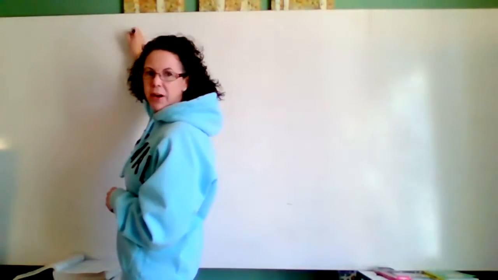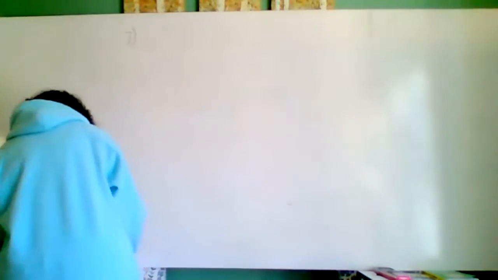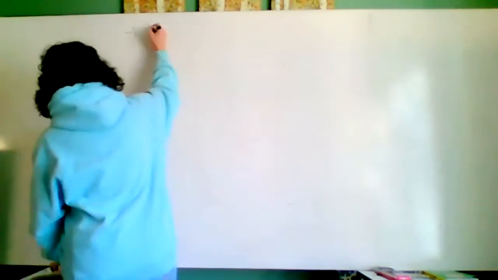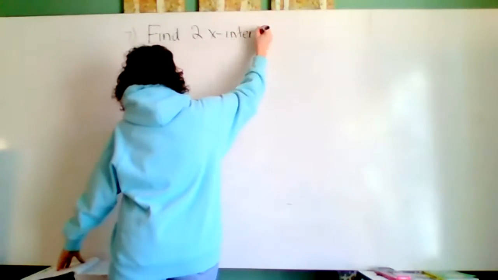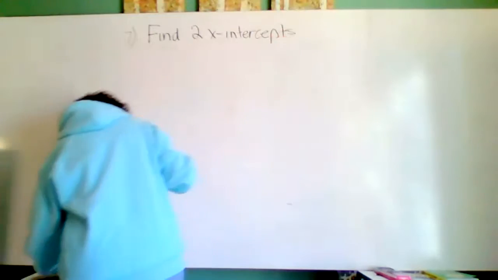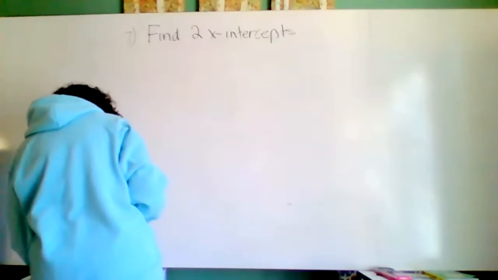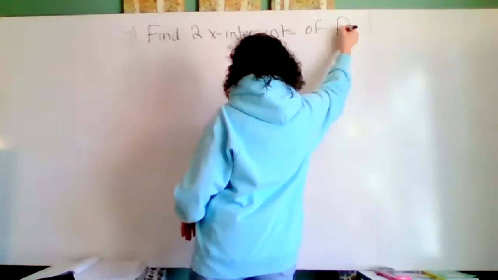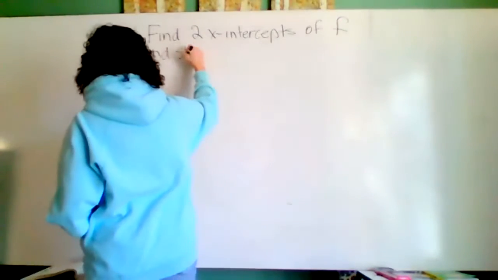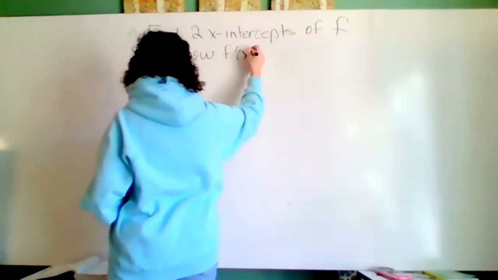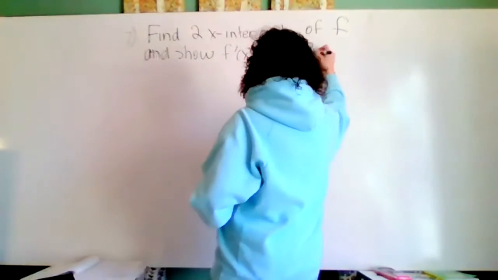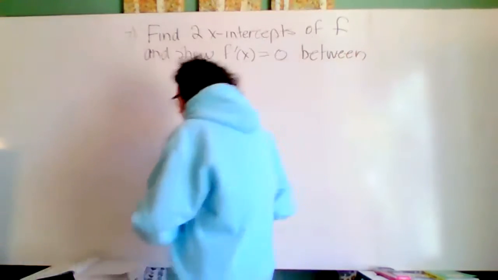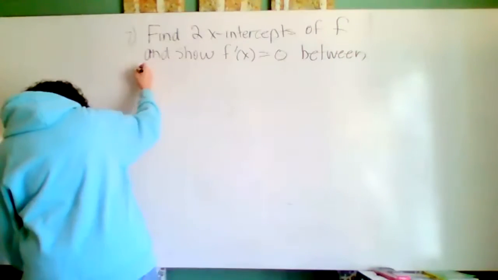Yes, sir. Number 7. Let me just make sure I can see it because I have part of your images on my screen. Okay, number 7. Find 2 x-intercepts of the function and show that the derivative must be 0 at some point between. Okay, yep, I can see why you would ask this one. And here's what they gave you.